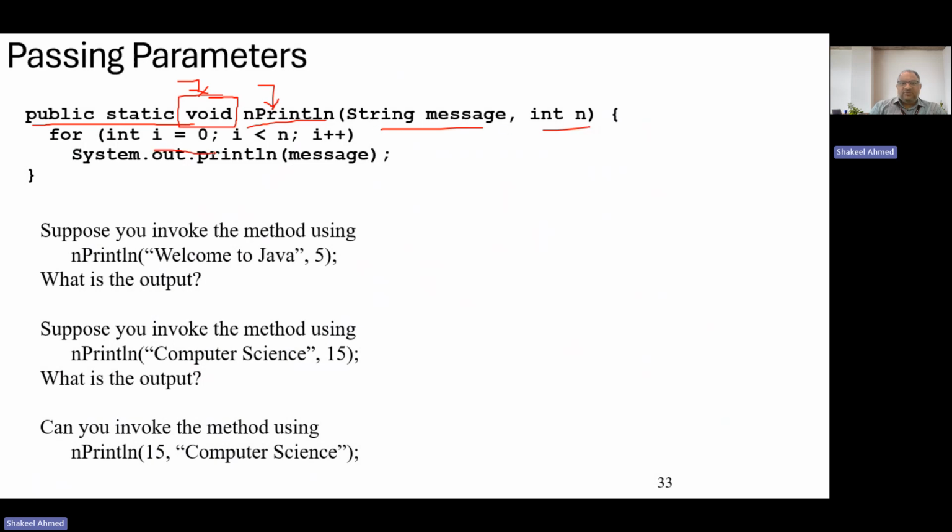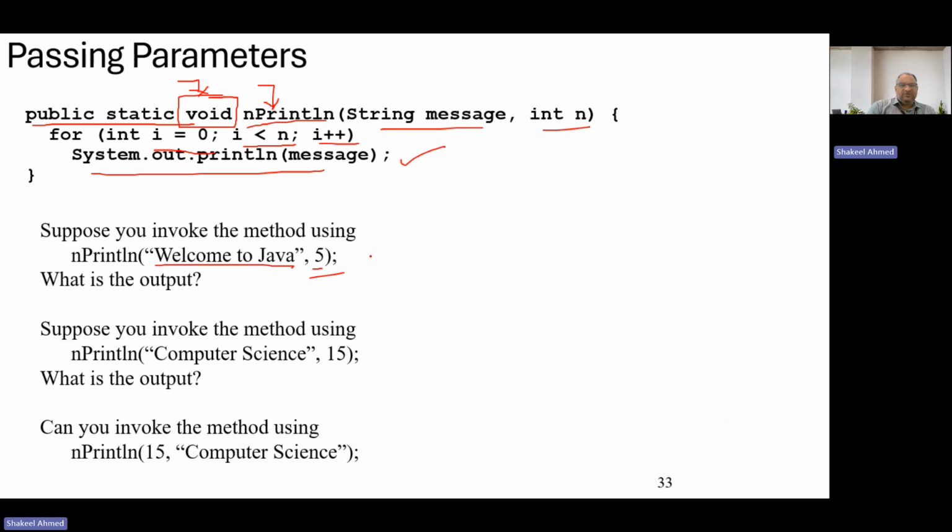Starting from i is equal to 0, i is less than n, i plus plus, System.out.println message. So you want to print some message as many times as the number that you are giving. Here, suppose you invoke the method using nPrintln welcome to Java, 5. This is the string, and you are calling with the number 5. So for i is equal to 0, i is less than 5, i plus plus, System.out.println prints the message, welcome to Java, welcome to Java.